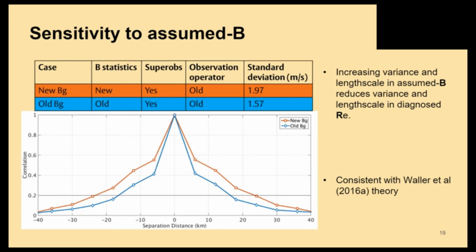And we can see that increasing the length scale and variance in the assumed background error covariance that we're putting into the assimilation system reduces the variance and length scale in the diagnosed observation error covariance matrix. And that's consistent with some theory that we did on the diagnostic. So we can see it's sensitive, but regardless of how sensitive it is, we can see that the correlation lengths are a lot longer than the 6 kilometer thinning that we had in the system. So we know we need to deal with it somehow.